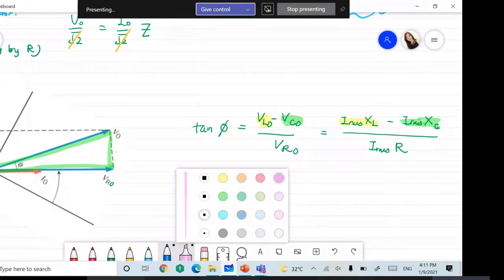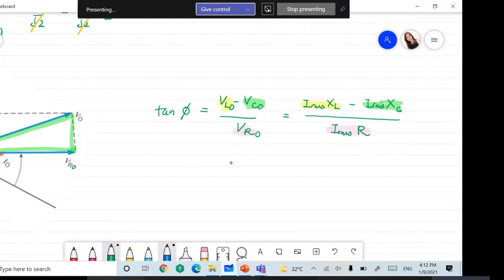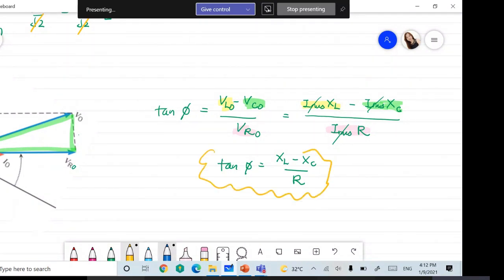Okay, so here we actually use Ohm's law to find out the relationship. From here, tangent phi is equal to... in an RCL series circuit, the current flowing through will be the same because they are connected in series. So all the IRMS cancel off, and eventually you will get XL minus XC divided by R. This is the so-called tangent phi, right?